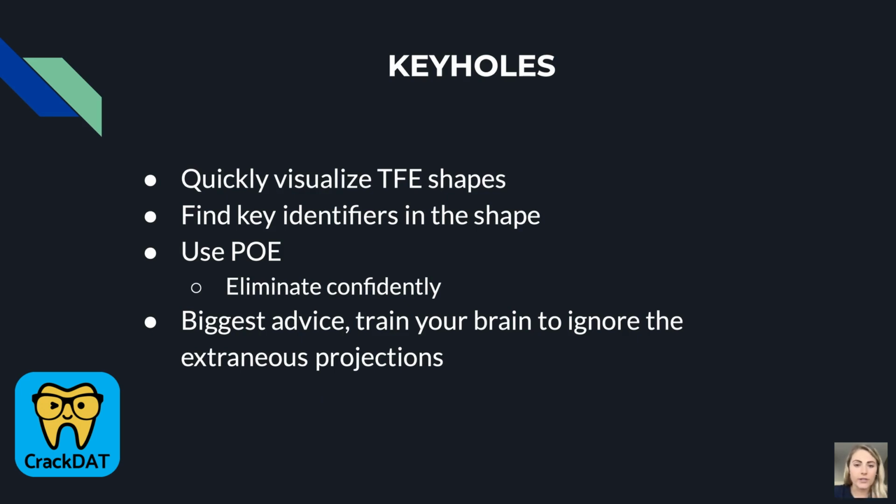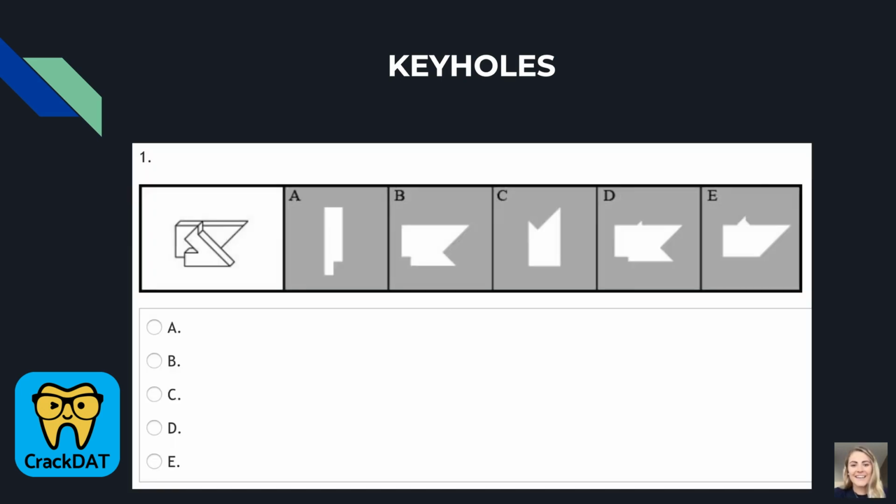First one, keyholes. Quickly visualize top, front, end shapes. This helps with TFE, section 2. When you get this figure on the left, don't worry about all these little intricacies and jags. Quickly in your mind go, okay, if I were to look from here down, what would this be? It's going to be this edge to this edge, so just a rectangle, and from this edge to this edge, a rectangle.